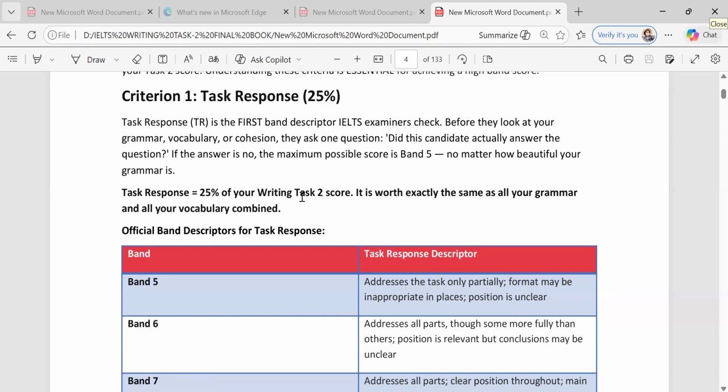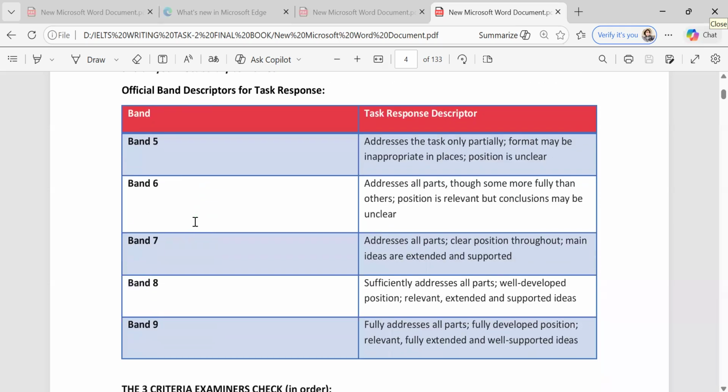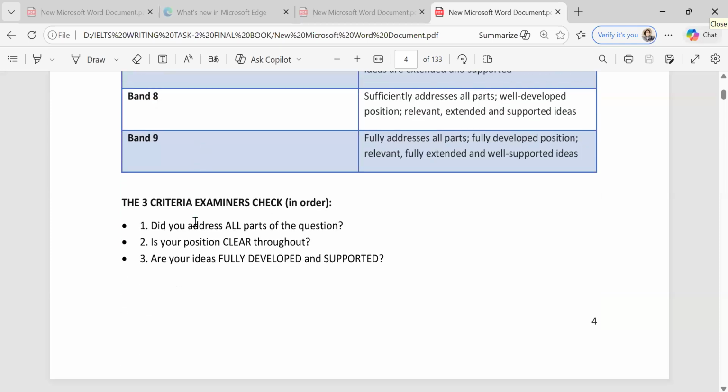Task response is equal to 25% of your task 2 score. It is worth exactly the same as all your grammar and all your vocabulary combined. So make sure, clear, that you know what band 5, 6, 7, 8 and 9 task response actually means. You people can study. If you go through this, you will understand it.